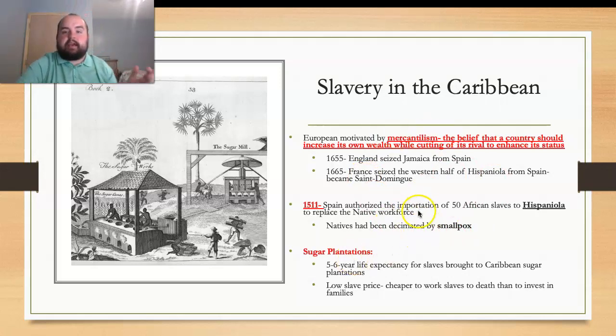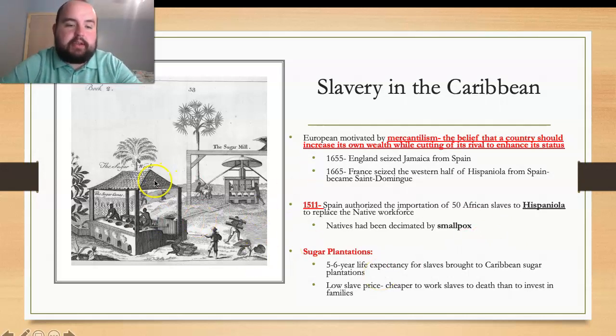The sugar plantations were the most dominant form these plantations took in the Caribbean. Sugar plantations were, with really no exaggeration, horrendous. There was actually only a 5 to 6 year life expectancy for slaves that were brought to the Caribbean sugar plantations. A couple of the reasons for this, you can see the working conditions here.